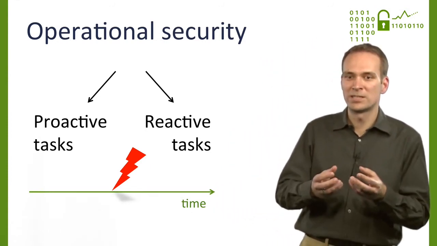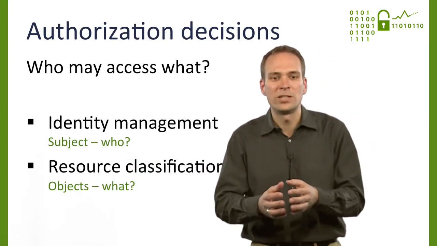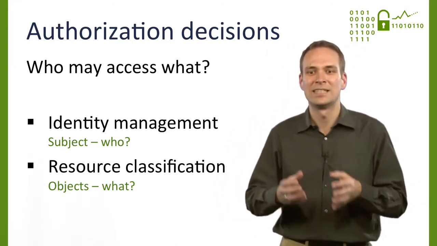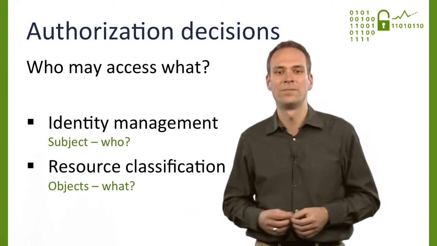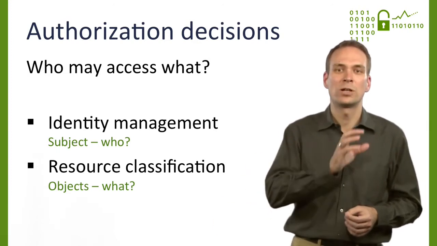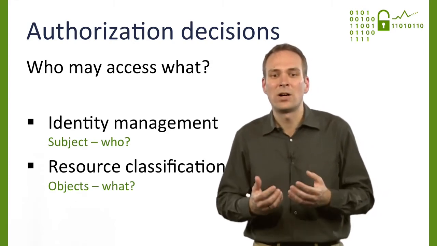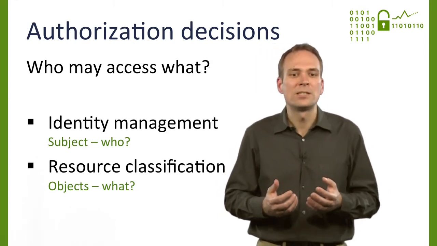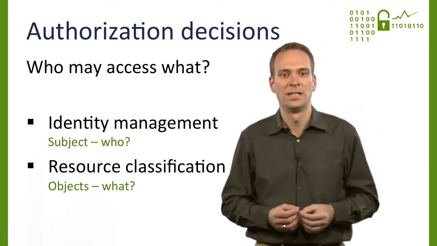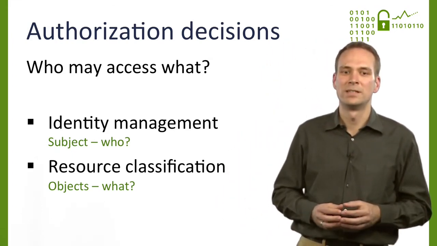The core of information security is to make and enforce authorization decisions with regard to a set of protection goals, such as confidentiality, integrity, availability, and some special variants thereof. It all boils down to the question, who may access what resource? To systematically make these decisions and eventually automate many of them, we first need to define subjects, who, and resources, what. Subjects in the real world are mapped to digital identities in a computer system.